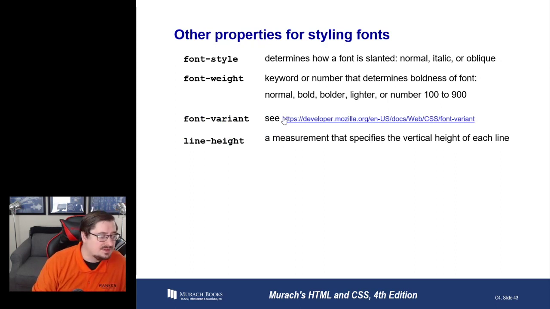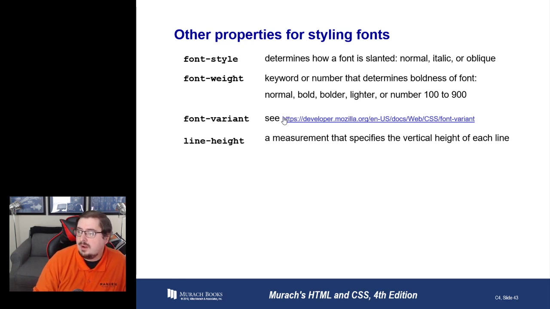Some other properties that I can set are the font style. The font style determines how slanted the font is. That can either be normal, where it's not slanted, or it could be italic, or it could be oblique. If I remember right, oblique is a little bit more slanted than italic. So you can do either of those. Some fonts don't have, per se, an italic style, so some fonts you may have to use oblique to get it to actually be slanted.